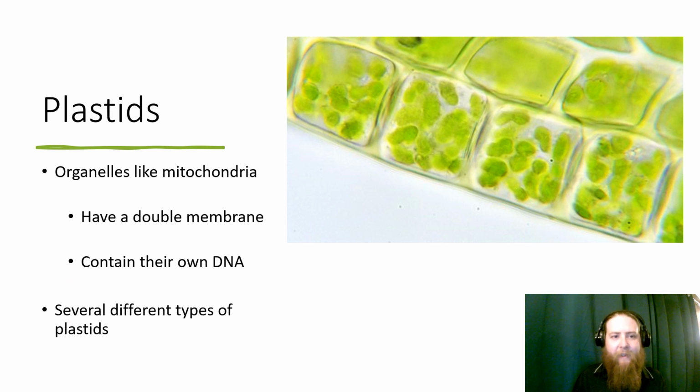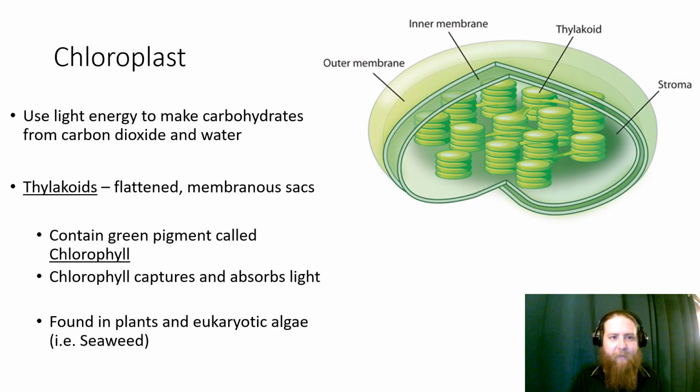The next are plastids. These are organelles like mitochondria in that they have a double membrane and contain their own DNA, but how they make energy is a little bit different from the mitochondria. There are several different types of them. The most common is the chloroplast. And the chloroplast uses light energy to make carbohydrates from carbon dioxide and water.